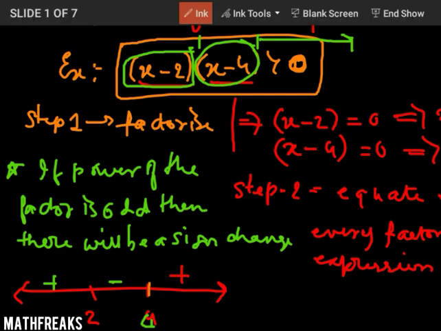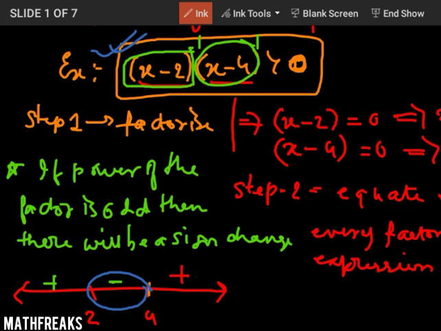So now here comes the final part, that is, see, this expression is greater than 0. Do you understand it? Greater than 0 is positive, right? Greater than 0 is positive. So we have to take all the set of values that is on the positive side. See, from 2 to 4, this particular region I'm talking about, this region is negative. So if we take any value between 2 and 4, this inequality will not be satisfied, and we will take an example.